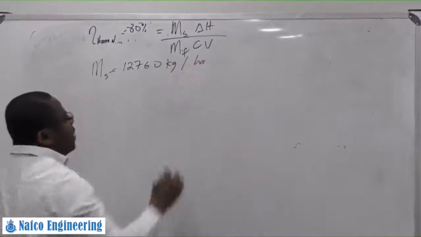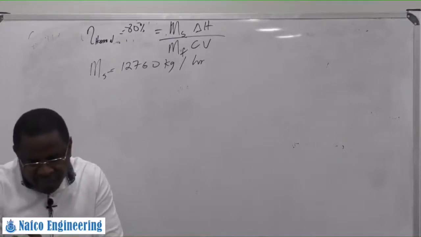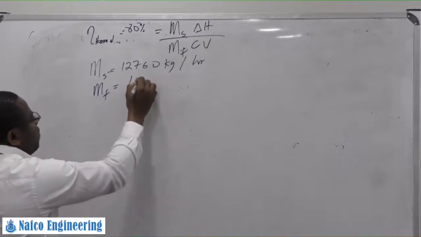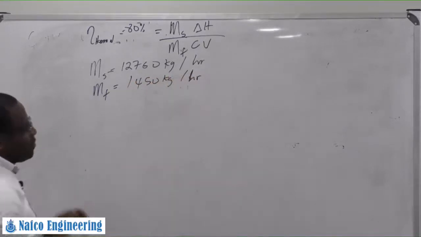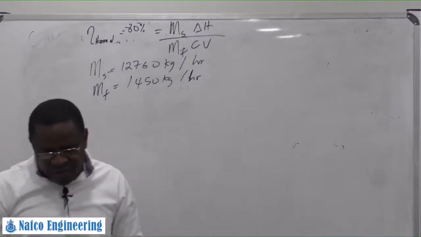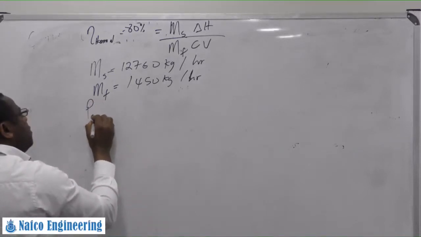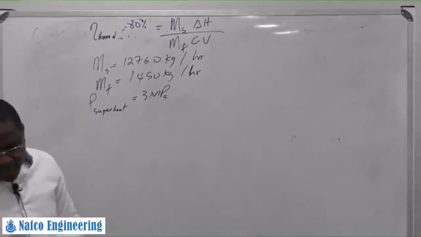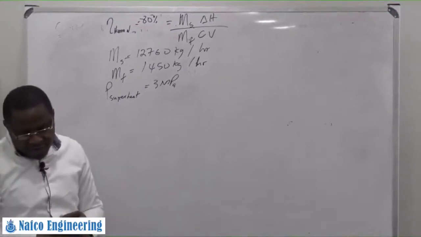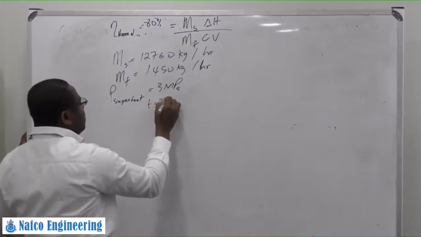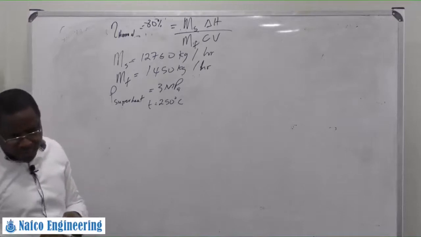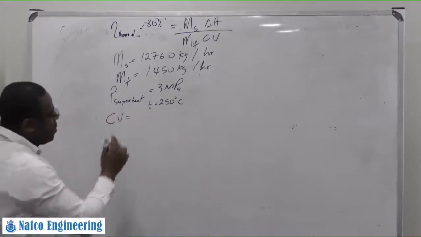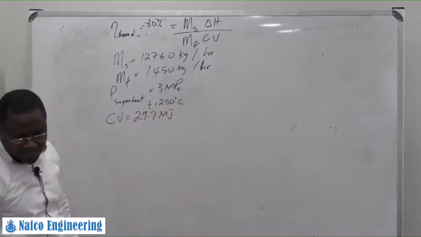This is per hour. Now, the fuel consumption per hour is 1450 kilogram. This is per hour. And then the pressure of the superheated steam is 3 MPa. Pressure is superheat, 3 MPa. And then the superheated steam is generated with a temperature of 250. CV of the fuel, CV 29.7 megajoule per kilogram.